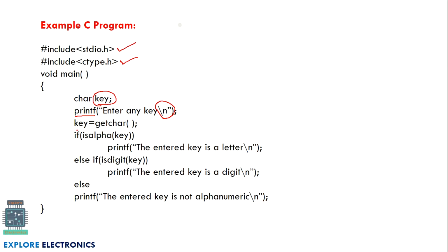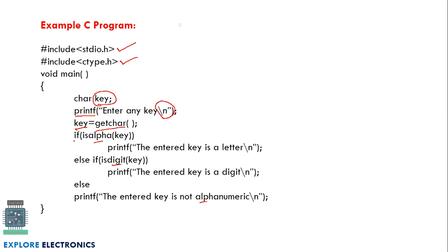Now we need to take the value into this variable. So we write key is equal to getchar, and this getchar will get the input character and store it in the variable called key. Now we need to check if the entered character is an alphabet, a digit, or not an alphanumeric character. These are the three conditions that we are going to check.